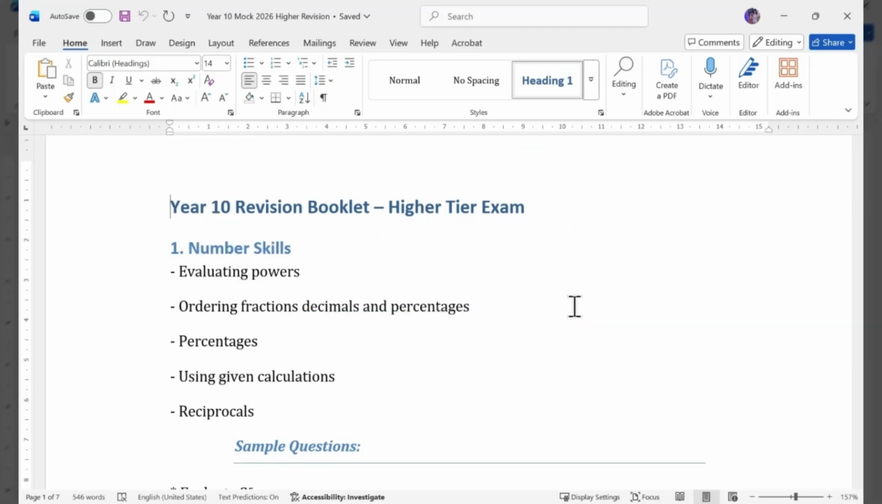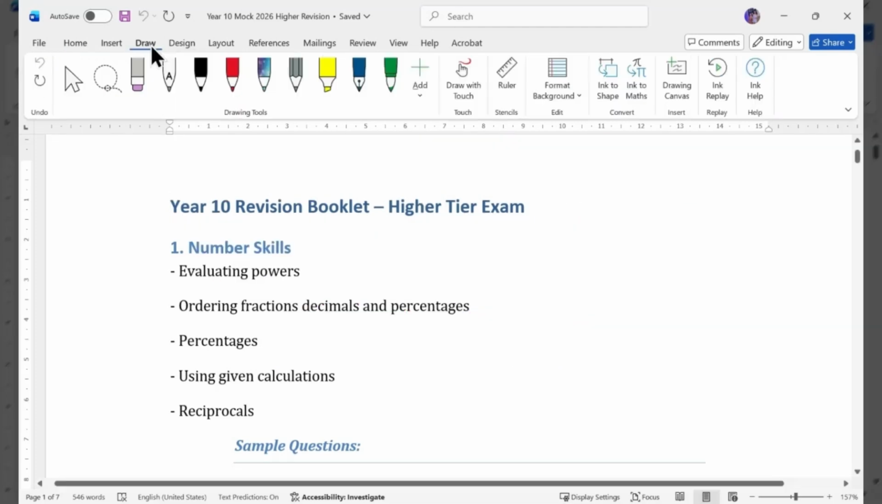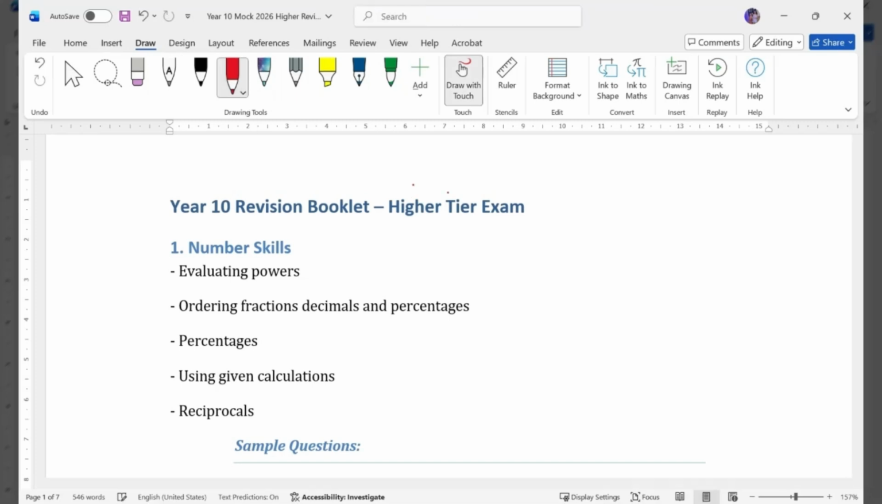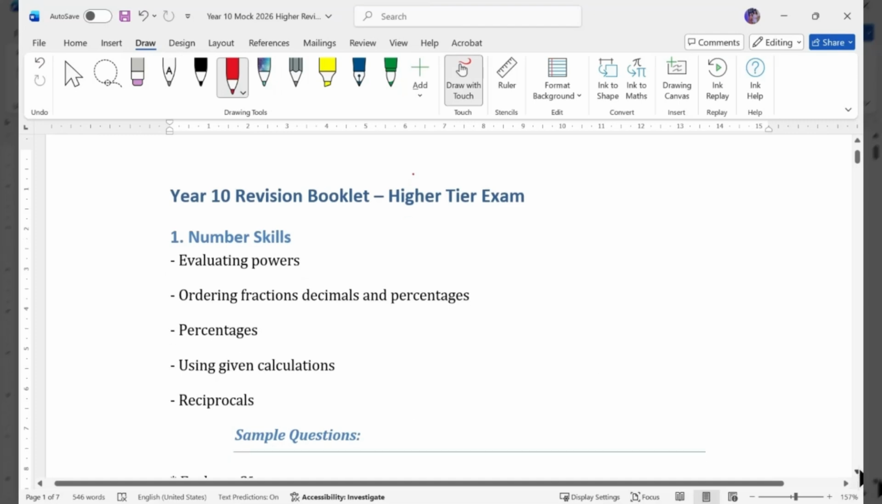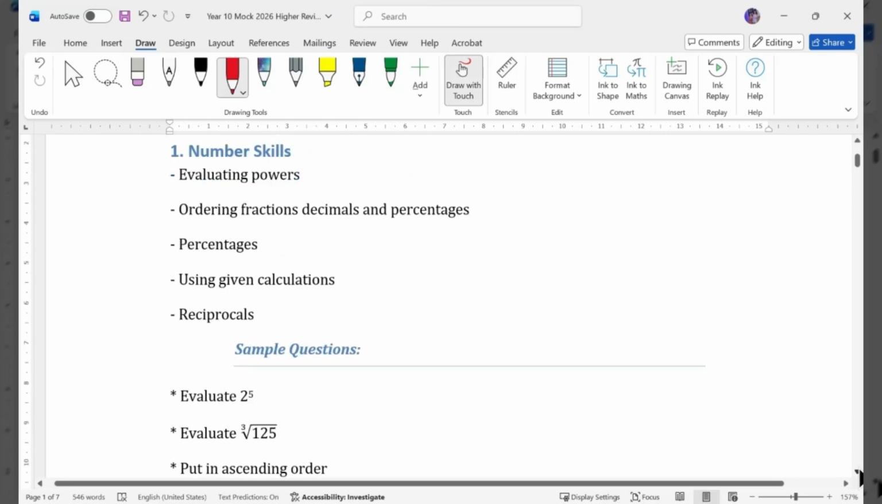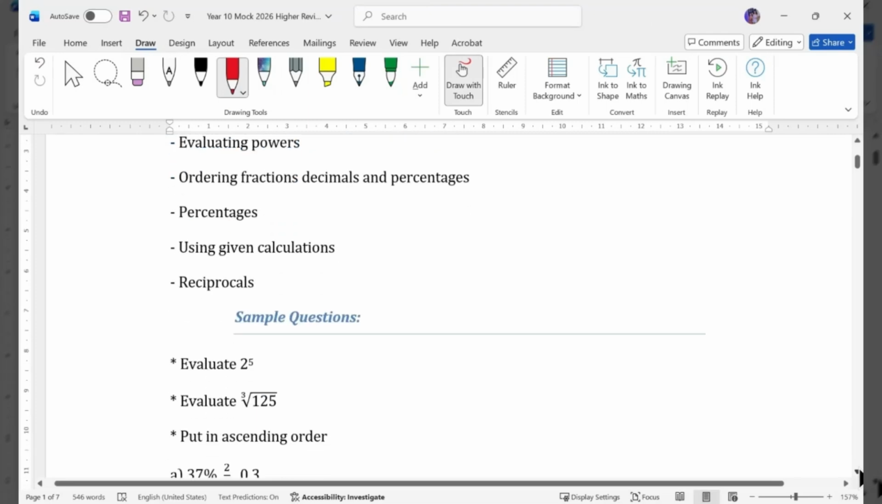Right, I'll talk through a little bit about what these things mean, as well as give you the examples and see where we get to. Right, number skills. There's the things within number skills: evaluating powers, ordering fractions, decimal percentages, using given calculations and reciprocals, and then a few examples of these kind of things. So starting off with the powers stuff, okay?